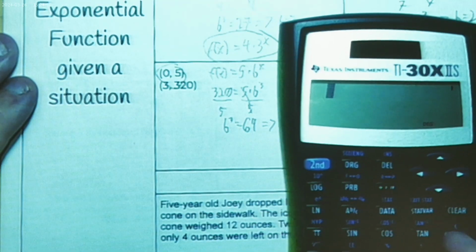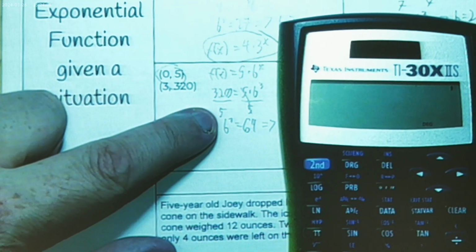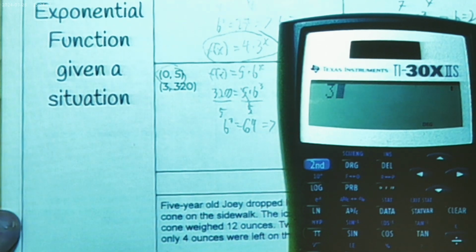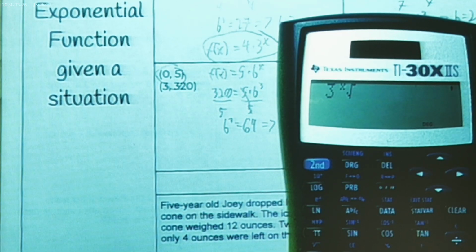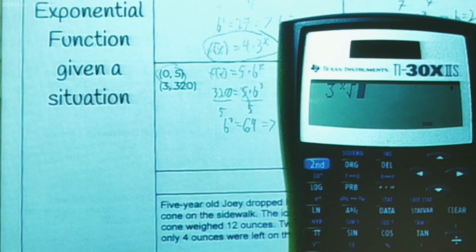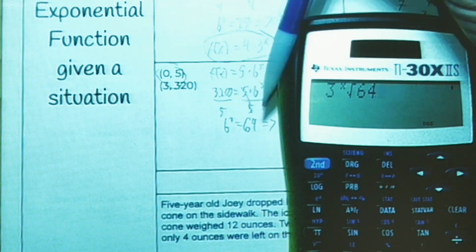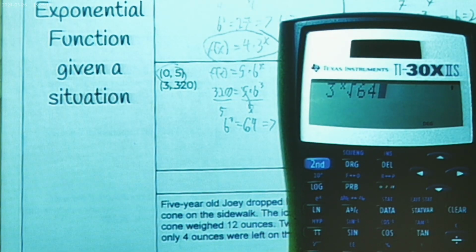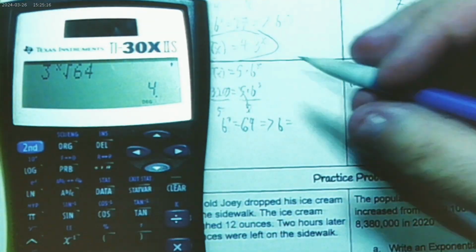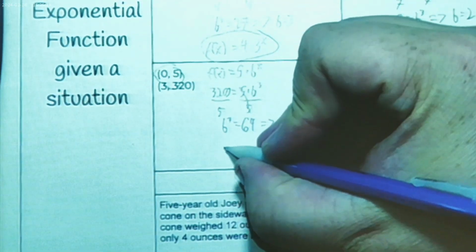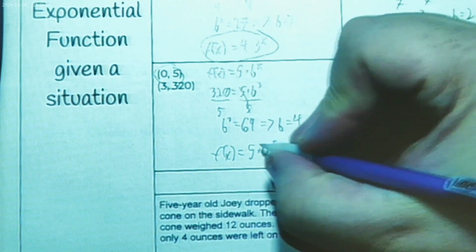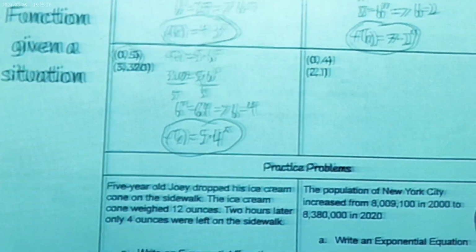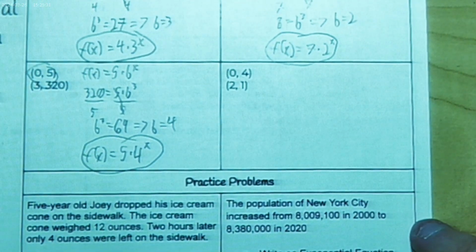So again, I'm going to go through. So I've got b to the third power, so that means the first button I'm going to press is 3. Then second function, up arrow. I know it was off camera, but that's why I'm telling you what buttons I'm pushing. And then I put in 64 because 3 has to go here, and then this number has to go on the other side. Hit enter, and I get b equals 4. So my final equation is going to be f of x equals 5 times 4 to the x. There we go. Alrighty. Boy, we are just moving along.